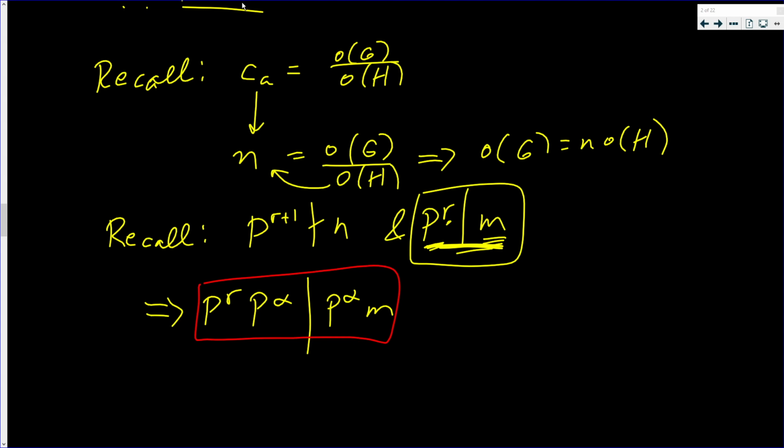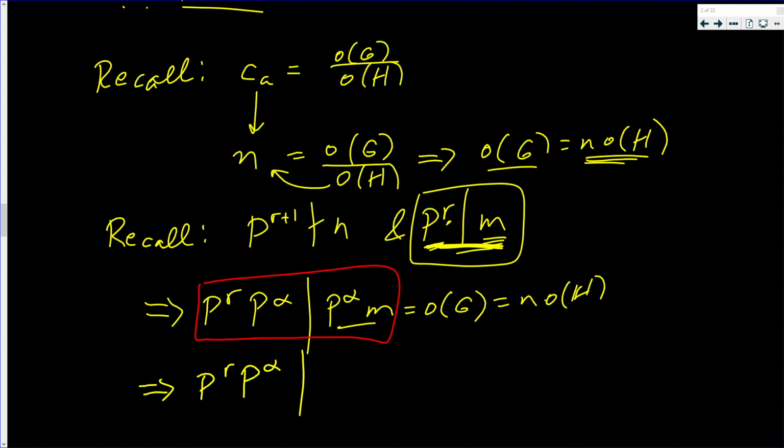But now, p to the r, p to the alpha m, that was the order of g. And we just realized that the order of g is n times the order of h. So let's just say that. This implies that p to the r times p to the q divides n times the order of h.